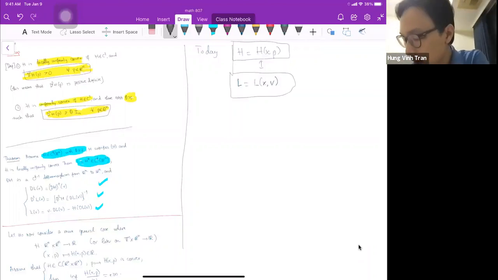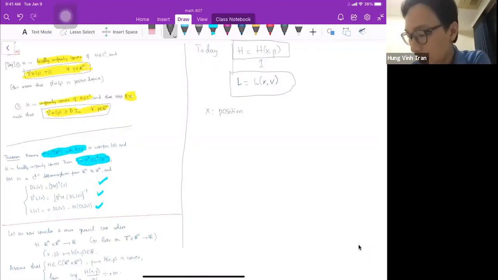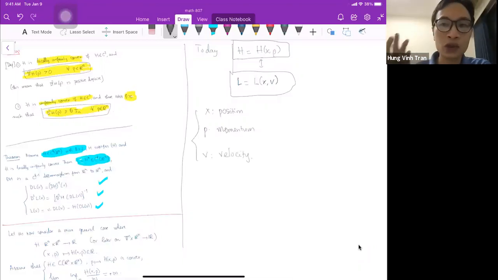Let me make it clear here, and we're going to go deeper into the details. X here typically represents the position. You can think of the position of a particle, or of a complicated system depending on many particles. Then X represents the tuple of all such positions of the particles. P here typically represents momentum, and V represents velocity. In different textbooks, people use it differently. Sometimes people use P and Q for positions and momentum. I find that it's better to use X, P, and V.